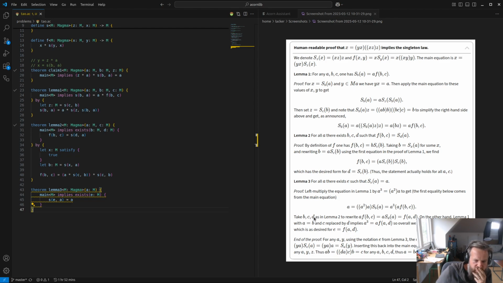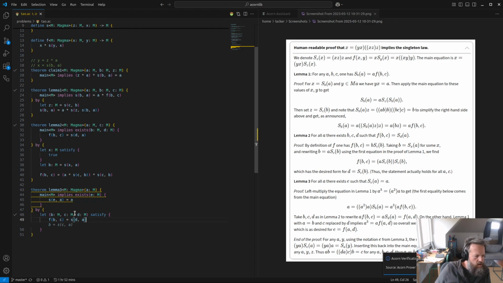Take B, C, D as in lemma 2. So they're just anything? Let's try. We can change it later. All right, so we have this lemma 2, and lemma 2 is this thing. F of BC equals S of DA. Okay, we can find such BCD. Great.